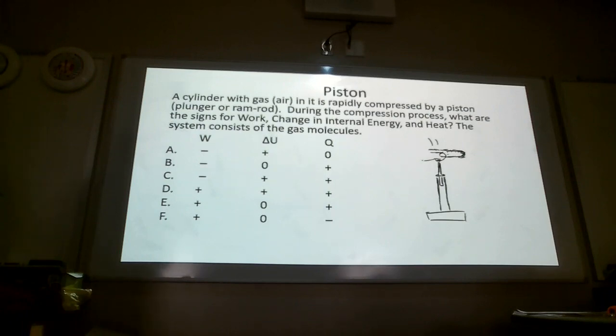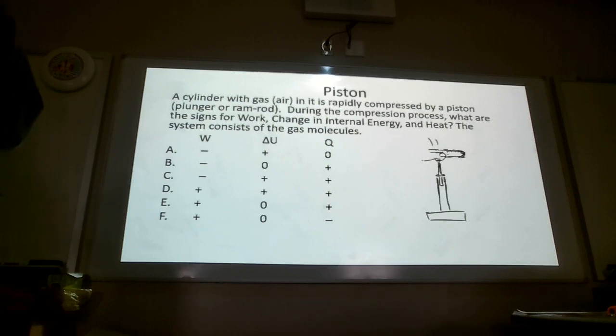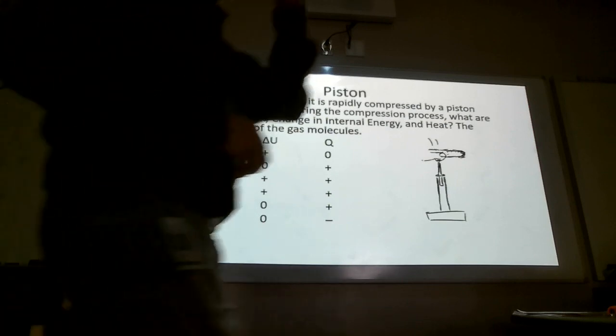The system was never colder than the environment. For the first time, probably, we are increasing the temperature without adding heat. We can increase the temperature by doing work on the system. You good with that?